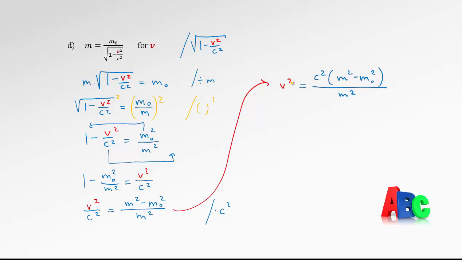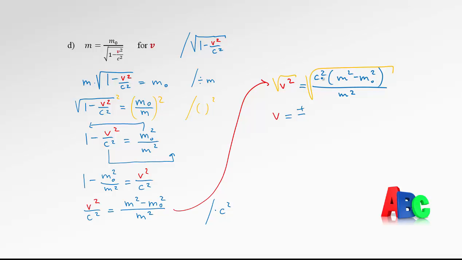And the last step, to get rid of this perfect square, we apply square root on both sides of the equation, leaving the final answer as v equals plus or minus, and now we can distribute the square root to each factor of the radicand.